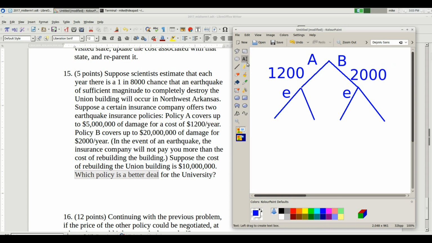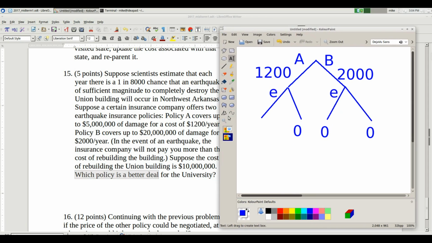Now, if you spend the $2,000 and there's an earthquake, how much do you have to pay? Nothing. And if there's no earthquake, do you have to rebuild your building? No. And if there is an earthquake, what do you have to pay here? $5 million. I mean, there are no positive numbers.